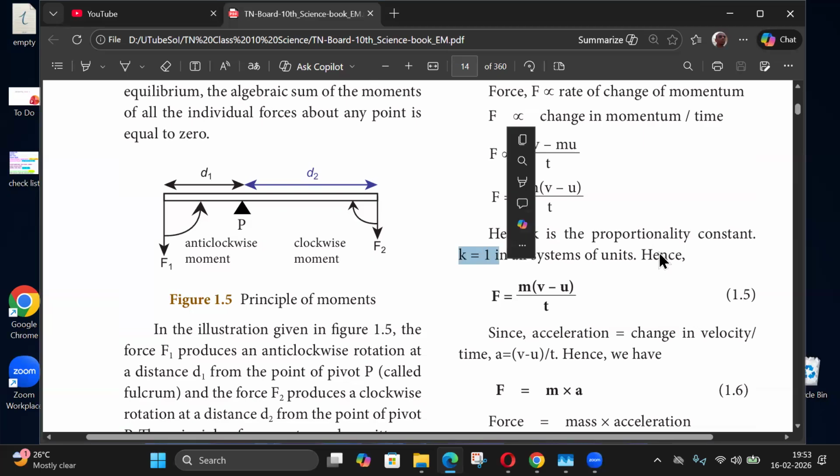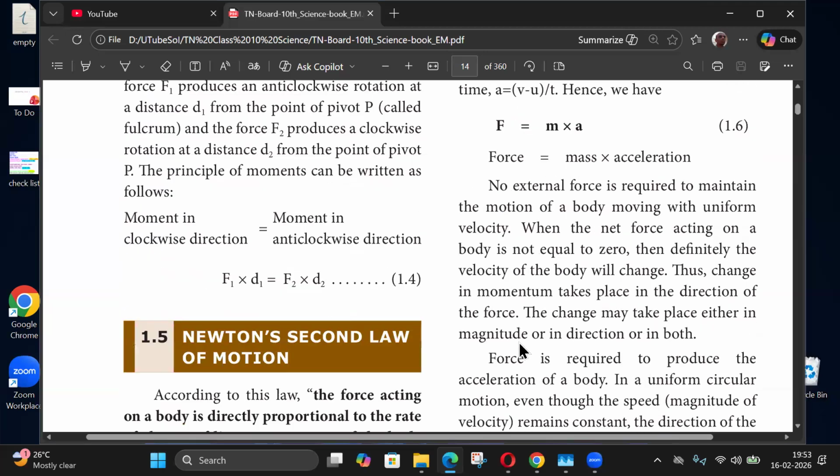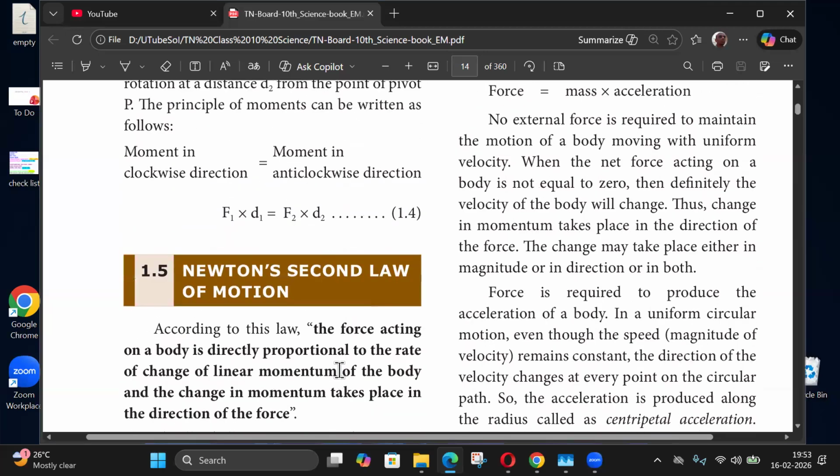Okay, so this is the starting point. A law means you can only verify it by experiment. You cannot question that. It's a law, right? So the law says the force acting on a body is directly proportional to the rate of change of linear momentum of the body. Change of momentum takes place in the direction of the force.